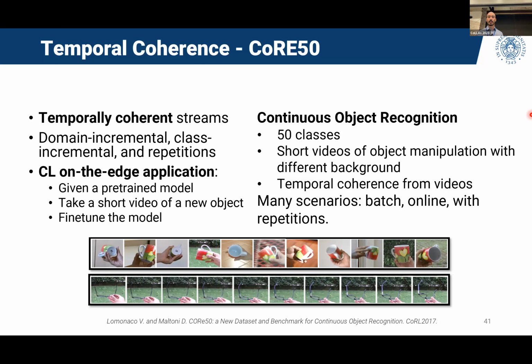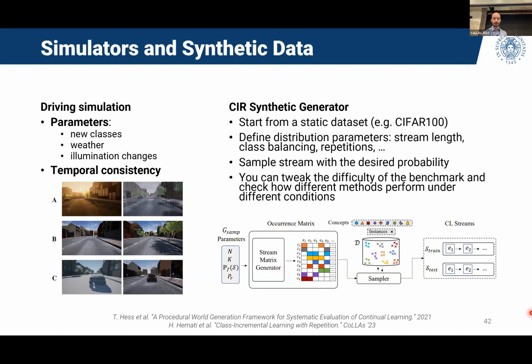And the nice thing is that there are several different scenarios defined for the different settings that you can have. So whether you want the coherent videos or whether you want all the videos of a particular object but shuffled to make it a little bit easier for the model, and so on. So finally, another interesting kind of benchmark is simulators and synthetic data. For simulators, you can take a look at this paper that is basically a procedural simulator based on the Unreal Engine, I think. It allows you to choose how and when new classes appear. It allows you to change the weather, to change the illumination, and so on.